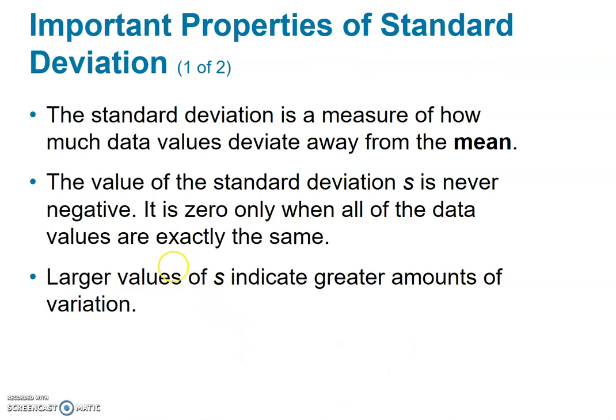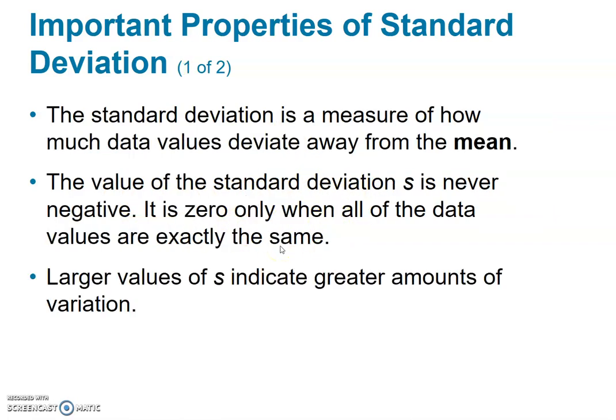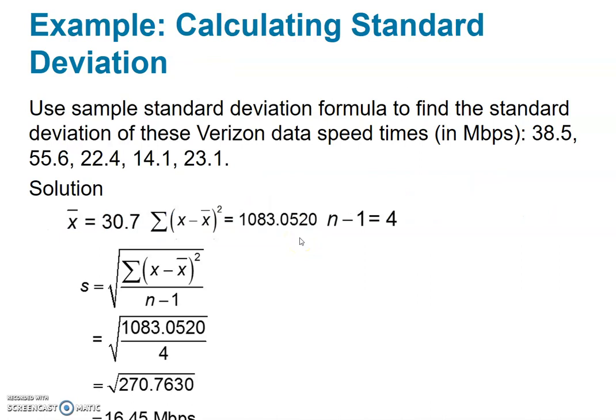Okay, the last thing is the more variation you have in the data, the larger the value of the standard deviation will be. The standard deviation increases dramatically if you have more outliers. And the units of the standard deviation should be the same as the units of the original data. So for example, if our units are in inches for the original data, it will be in the same units for the standard deviation. Okay, I have a slide. The next video will cover this, so I'm going to stop here.